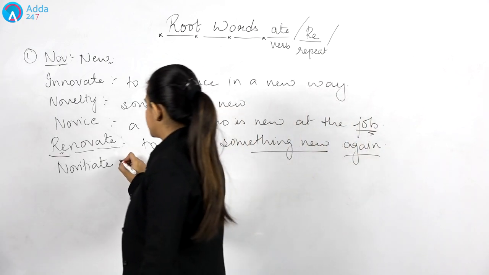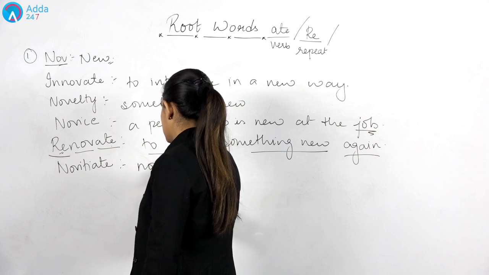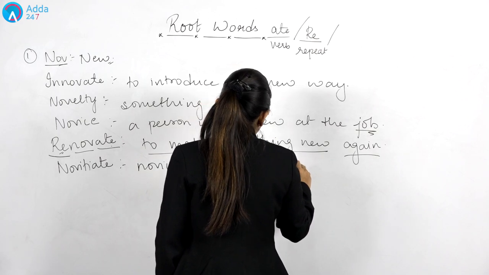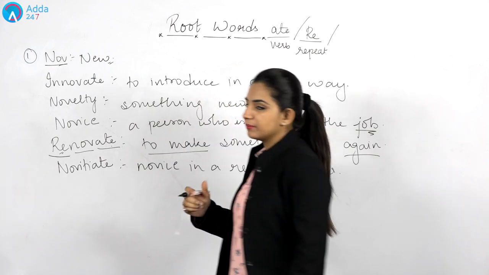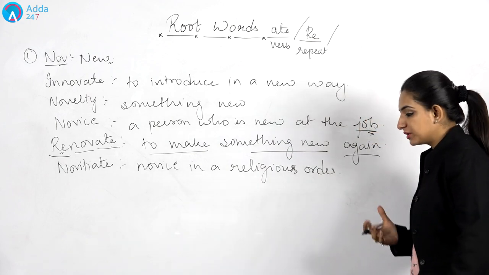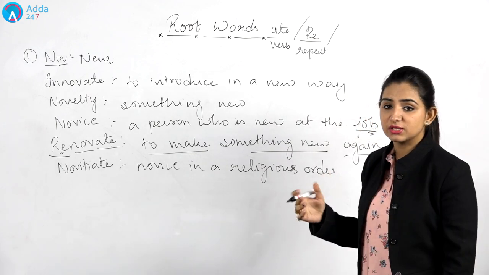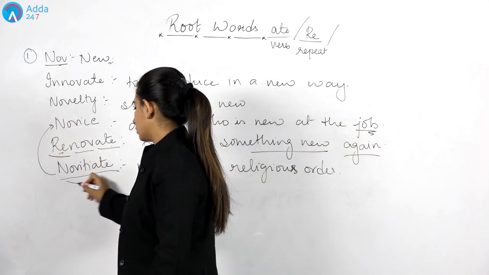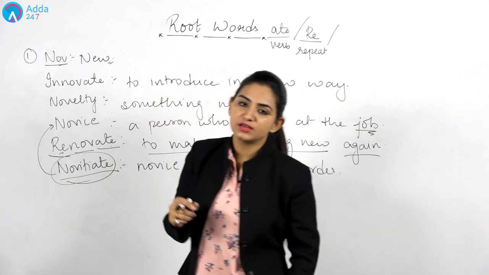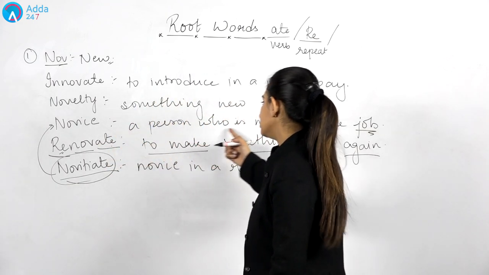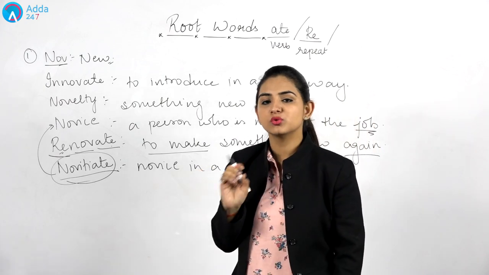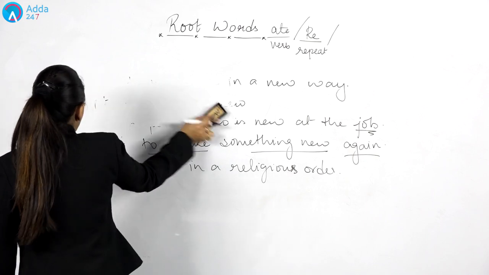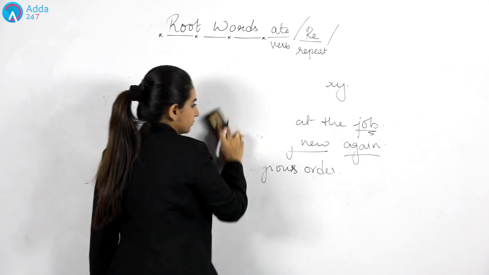Then we have the word novitiate. Now see, novitiate is again a novice, a novice in a religious order. So if somebody is new to the religiousness, if somebody is new to the acts of religion, that is what we mean by novitiate. So novitiate is actually a novice, but novitiate is only related to religious purposes. And novice can be a person who is new to anything, to any job, right? Now, I hope you understand the meaning of novitiate over here, right?